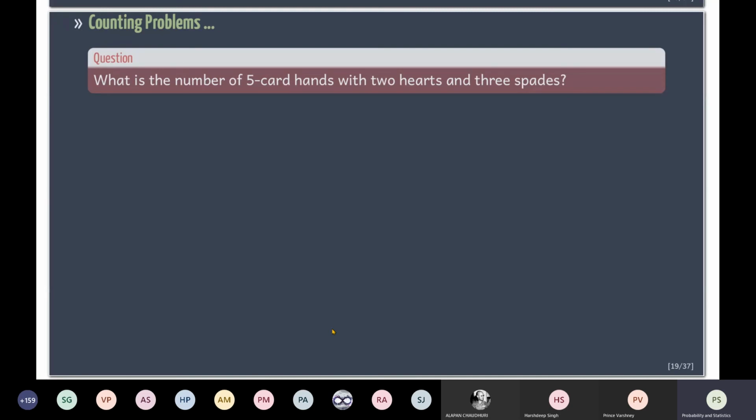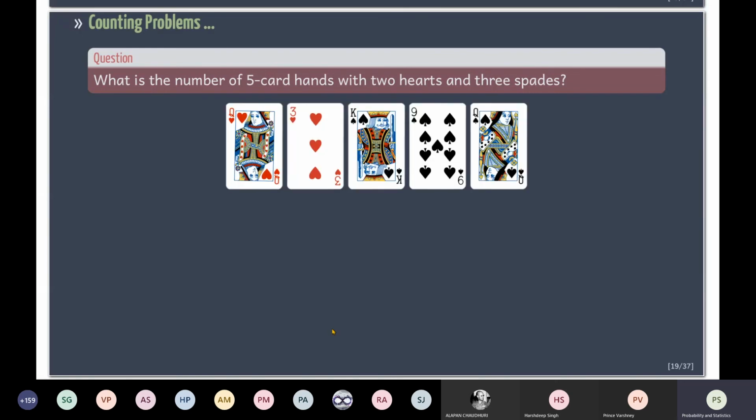Count the 5 card hands with 2 hearts and 3 spades. Okay, so how will you solve this? 5 card hands where 2 of the cards are hearts. This is the heart shape. If you have not played a card game, don't worry. These are called hearts, the red one, and these are called spades. So the question is asking, what is the number of 5 card hands you will have with 2 hearts and 3 spades?